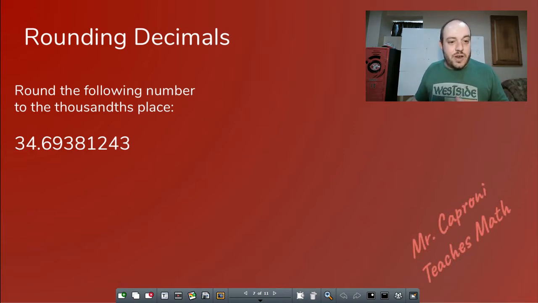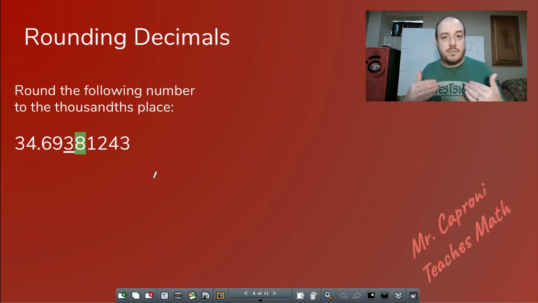So looking at this, where is the thousandth place? Well, remember it goes tenths, then hundredths, then thousandths, which means 3 is going to be our thousandths place. Now remember, when we're rounding, we always want to check the number to the right of the 3, and that's going to tell us if we need to round that 3 up or keep it the same. If that number is 5 or larger, we round the number up. If that number is 4 or lower, then we just keep it the same.